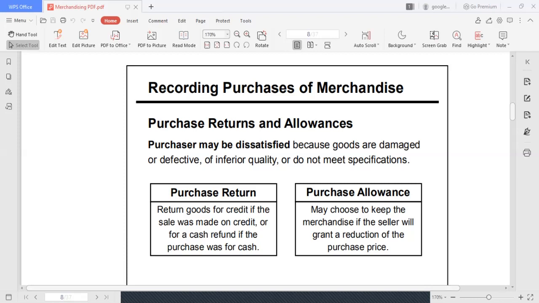So ang pinagkaiba ng dalawa, under the purchase return, kung hindi ka satisfied din sa product na receive mo, pwede mo siyang isoli sa iyong seller. On the other hand, kapag purchase allowance naman, if you are not satisfied but you are willing to keep the merchandise and to accept the merchandise, pero merong reduction sa presyo. So that is part of your purchase allowance. So basically, class, that's the difference between a purchase return and a purchase allowance. Purchase return, isasoli mo talaga yung item. Purchase allowance, ikikeep mo yung item pero irerequest mo na mag-grant ng reduction in the purchase price.